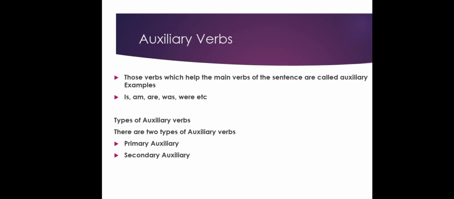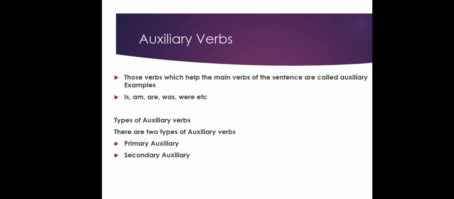Then we have auxiliary verbs. Those verbs which help the main verbs of the sentence are called auxiliary verbs. It means that auxiliary verbs provide assistance to the main verbs. Here are some examples: is, am, are, was, were, etc.